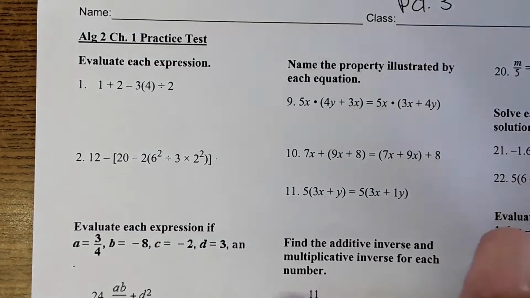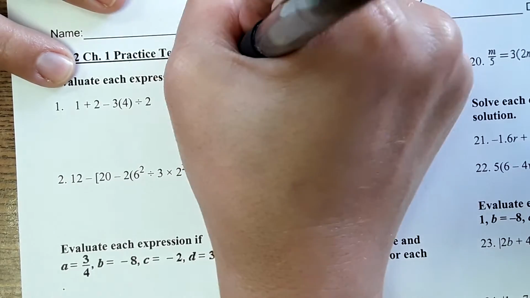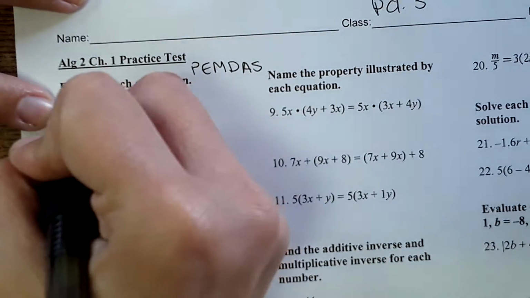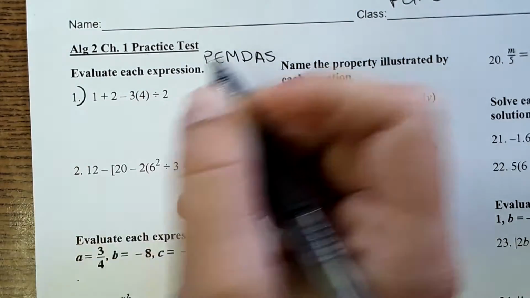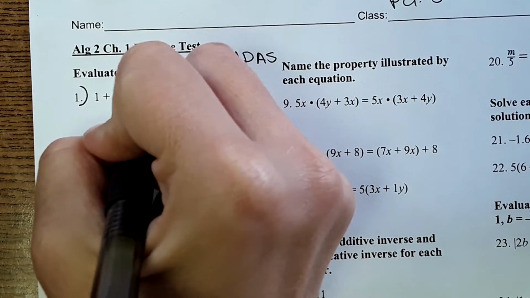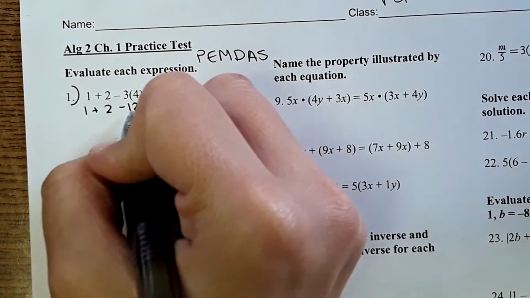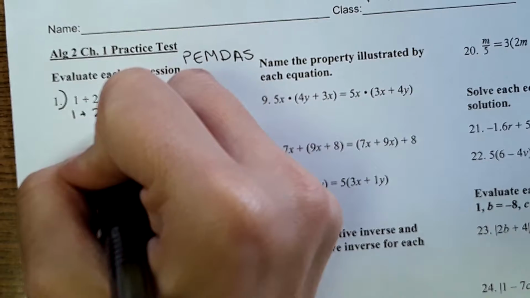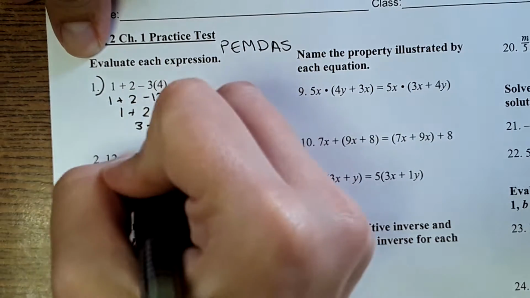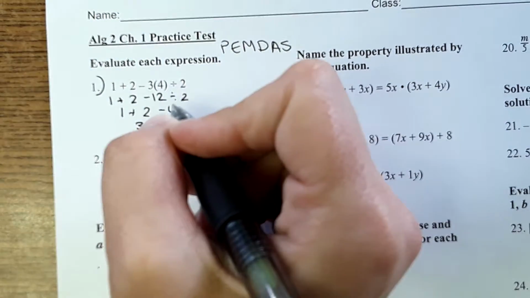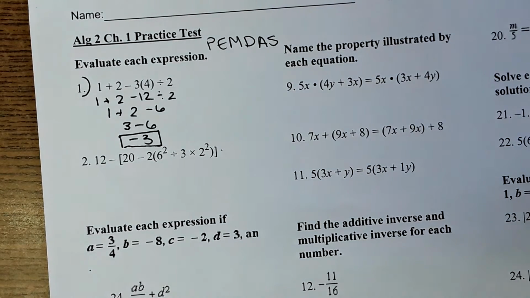So first one, evaluate each expression just using order of operations, PEMDAS. First one is rather simple. We're going to do the multiplication and division first in the order of the problem, so we get -12. -12 divided by 2 would be -6. Bring everything down. That would be -3. That's our answer.